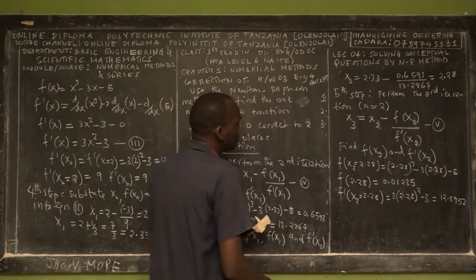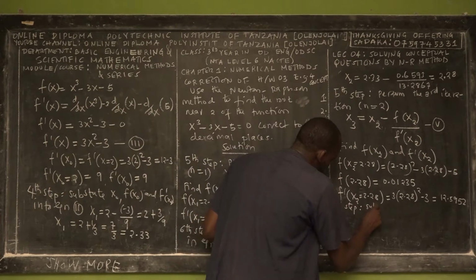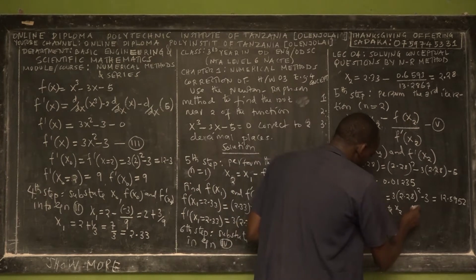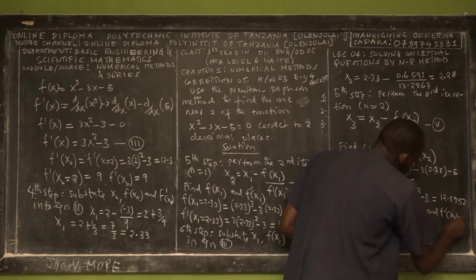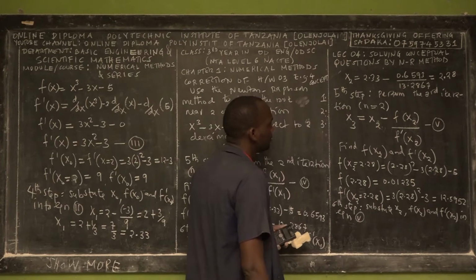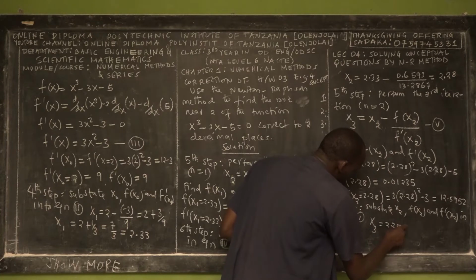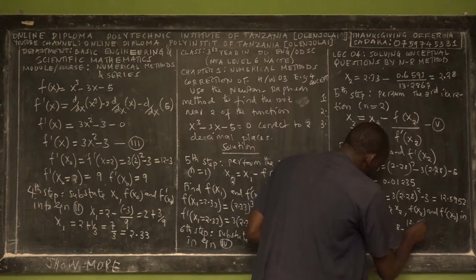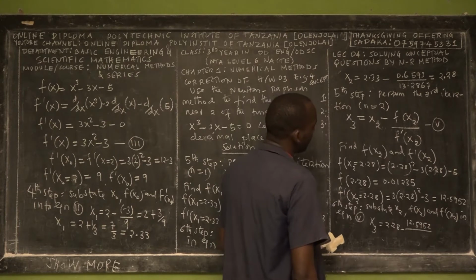12.5952. So then we go to the 6th step now, ladies and gentlemen. For the 6th step, substitute the value of f(x2) and f'(x2) in equation 5. So if you substitute, we will get x3 is equal to 2.28 minus f(x2) divided by f'(x2).